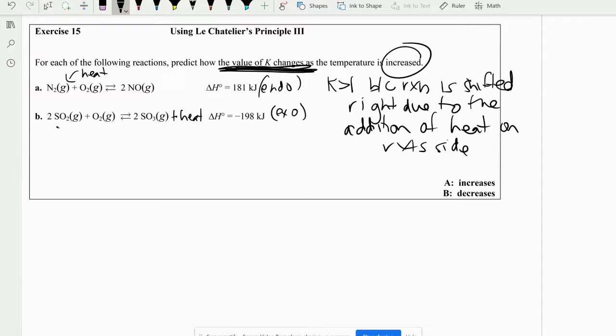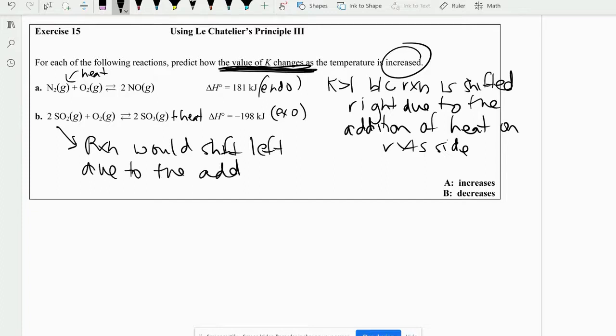It would increase. Now, B, I see that heat is a product. And here's what I'm going to say. I'm going to say that the reaction would shift left due to the addition of heat as a product. And so K is going to decrease.